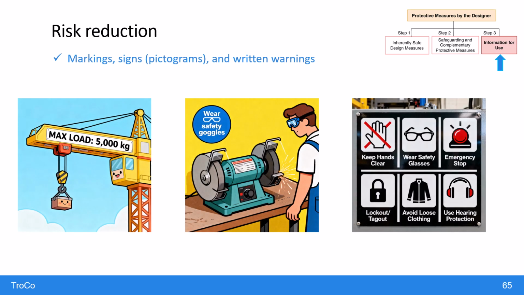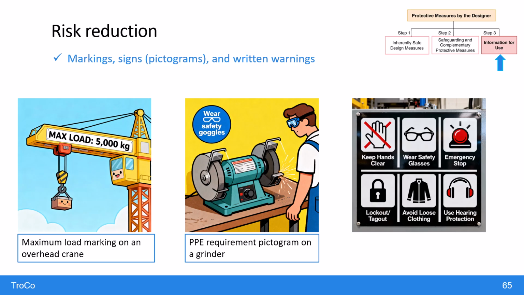Here are some examples of markings, signs, and written warnings. Maximum load marking on a crane. A clear label indicating the highest safe lifting capacity, helping operators avoid overloading. PPE requirement pictogram on a grinder. A safety sign reminding workers to wear protective equipment, such as goggles and gloves, before use. Pictograms for machine safety. Standardized symbols placed directly on equipment, ensuring quick and universal understanding of safety information. With these examples, we conclude this section on information for use. In the next slide, we'll finally sum up our course on machine safety.